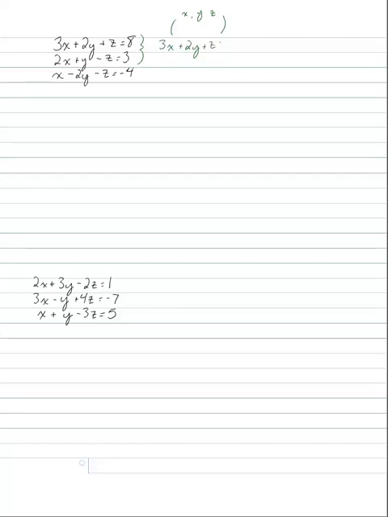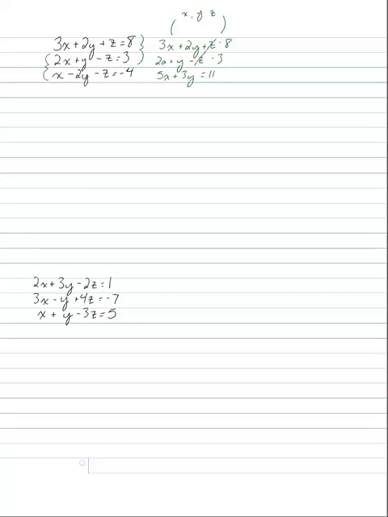And get 3x plus 2y plus z equals 8, and 2x plus y minus z equals 3. If I add them to eliminate the z will cancel out, and I will get 5x plus 3y equals 11. Okay, so that's good, and now I have one equation with an x and a y. This is what we've been working with. We've been working with equations with an x and a y. So let's see if I can find another equation with an x and a y.